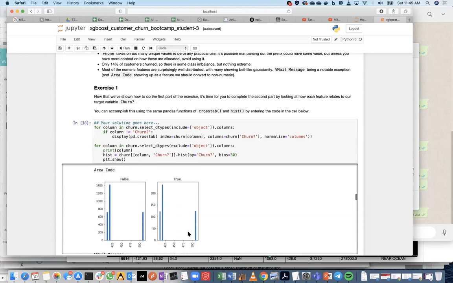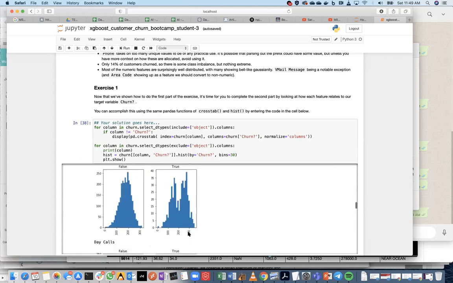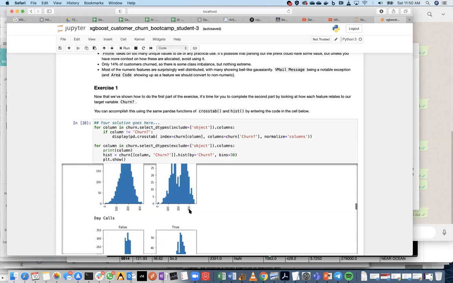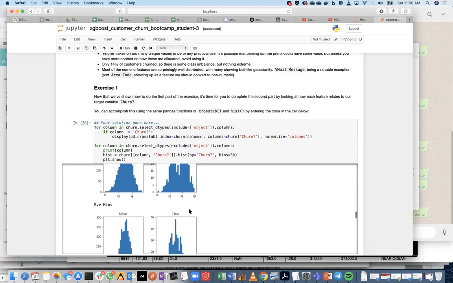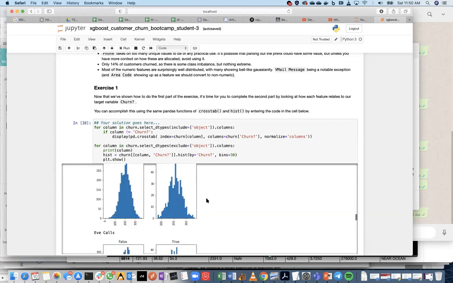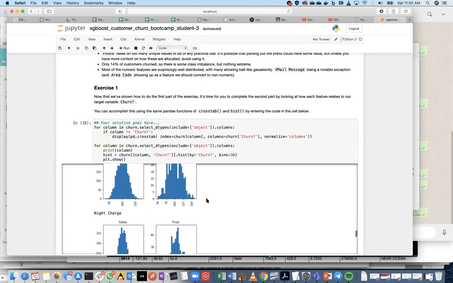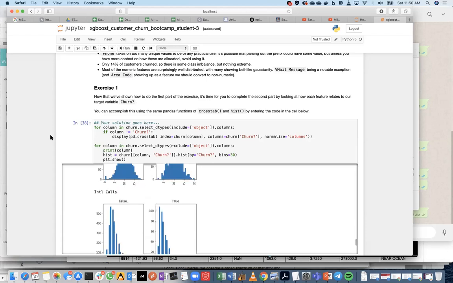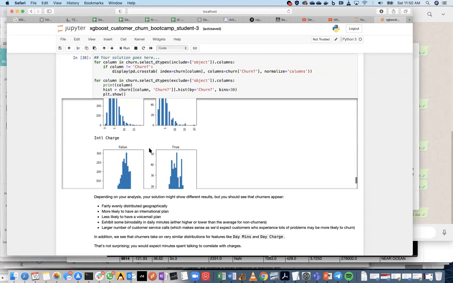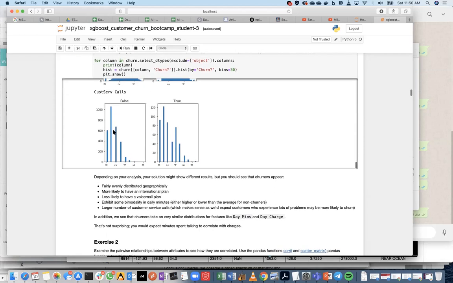You know, the overall pattern looks the same here, and this one has a bimodal peak, which is the daily minutes, and then also the same thing here. So this started to make me open my mind, because I looked at the data and then I looked at the comments that came up, and I was like, oh, okay, that makes sense. And you can see here, the people who churn make more customer service calls, which kind of makes sense because they're unhappy.